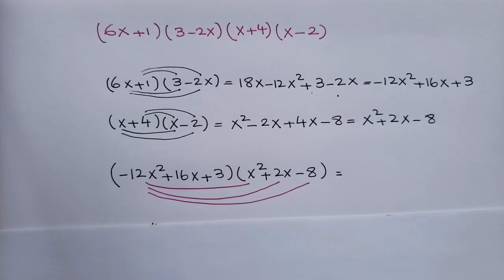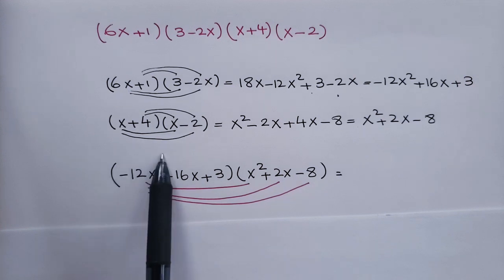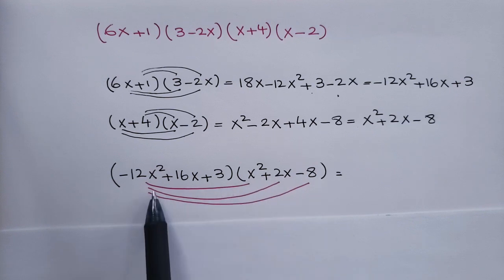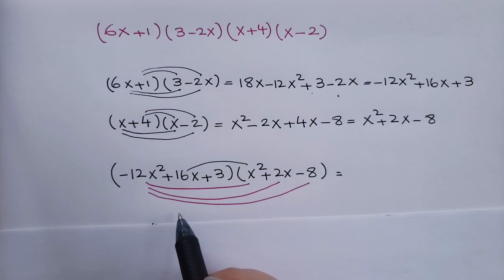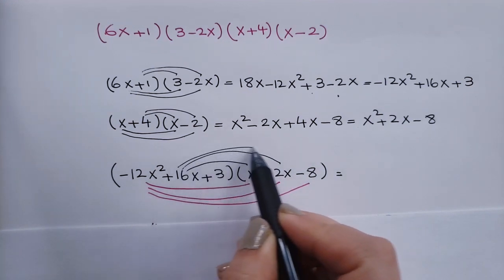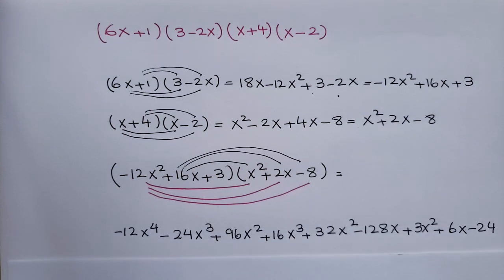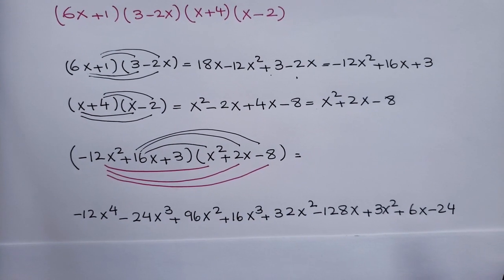So what I'll suggest you, just remember, each term from the first bracket should be multiplied by all the terms in the second bracket. So let's say this is the first term, should be multiplied by all the terms in the second bracket. Okay, so now the second term, which is 16x, should be done the same. So it should be multiplied by this, multiplied by this, multiplied by this. And we should continue with the third term as well. So let's do it one by one.